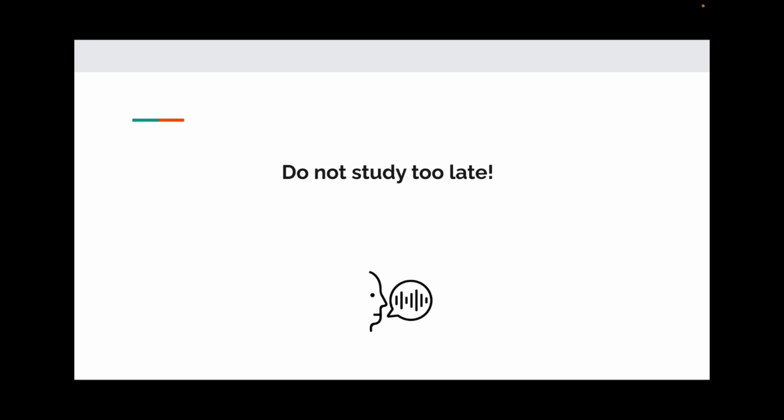Do not study too late. Do not study too late. Because this is a negative command, we could use the contraction don't. So we'll have don't study too late.